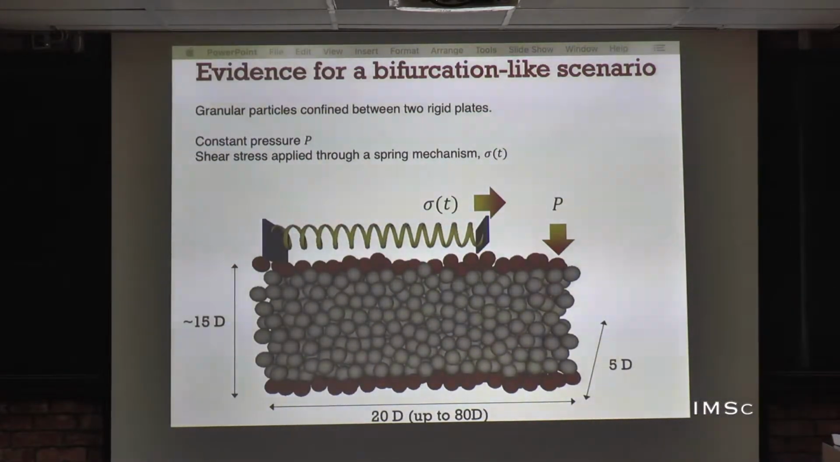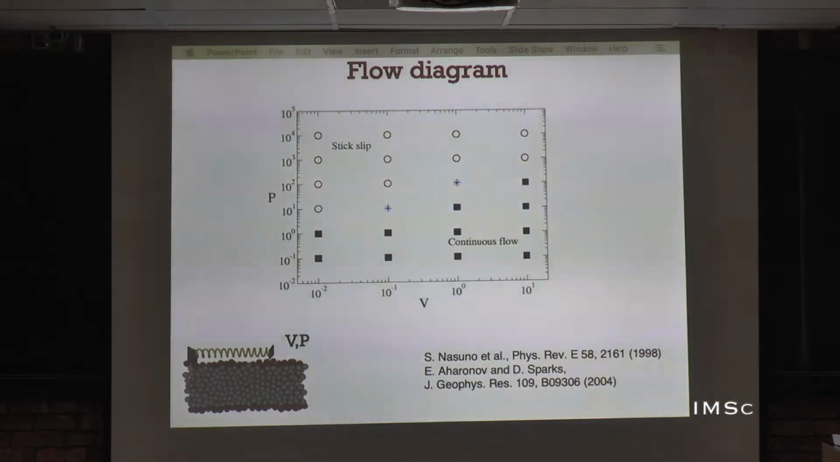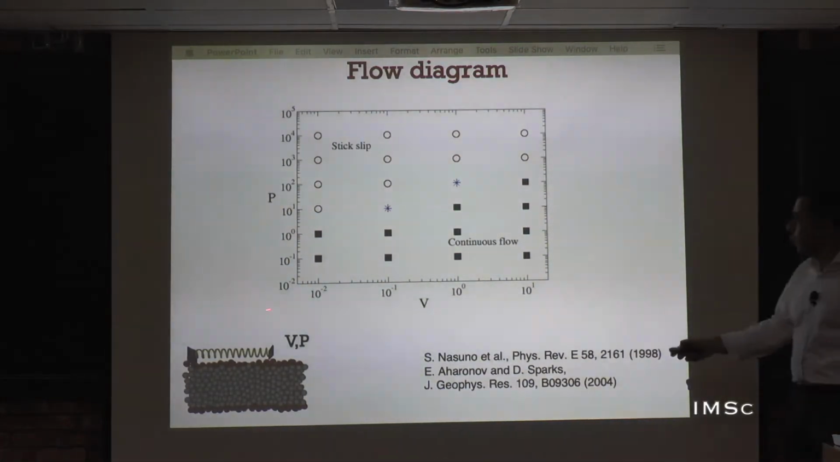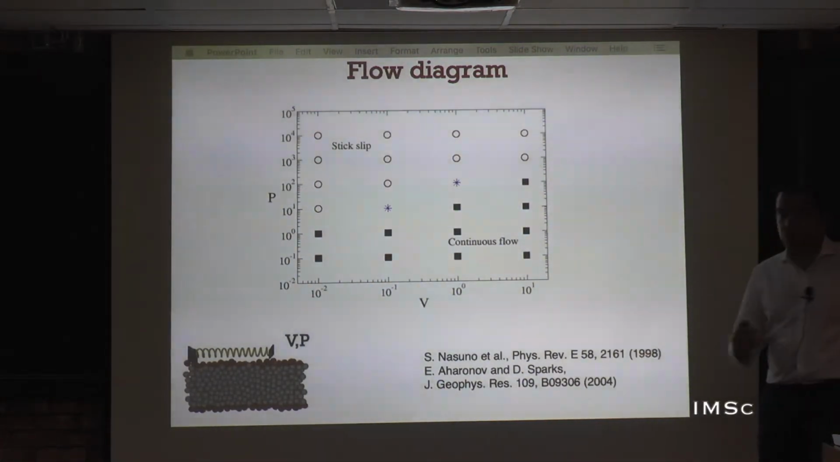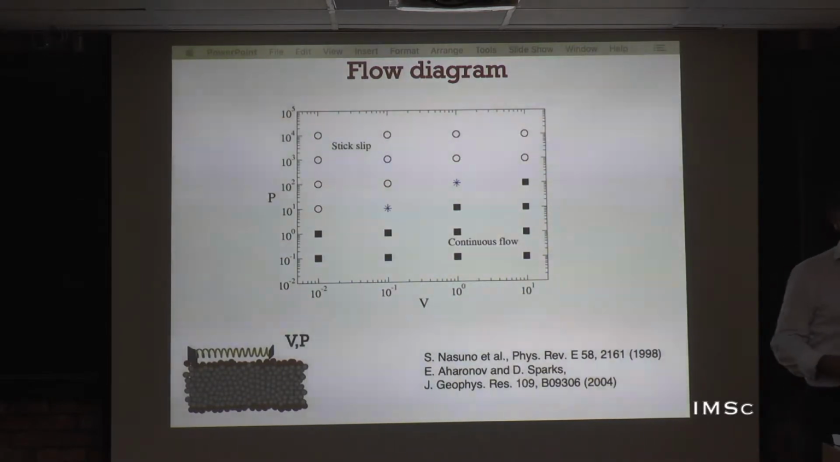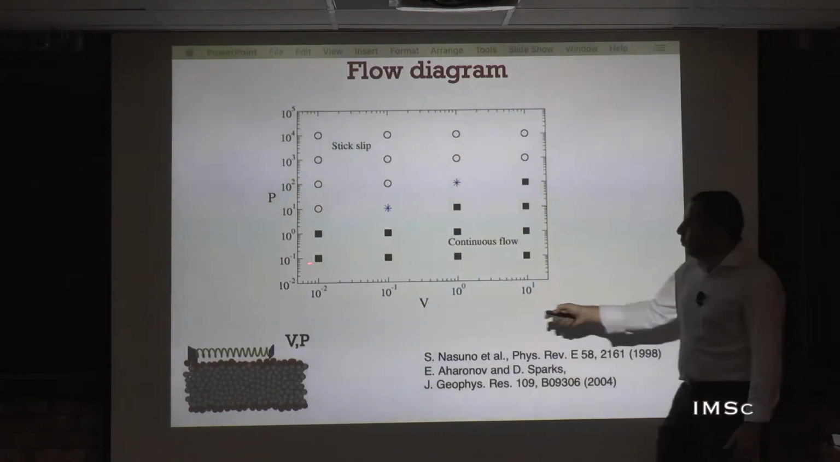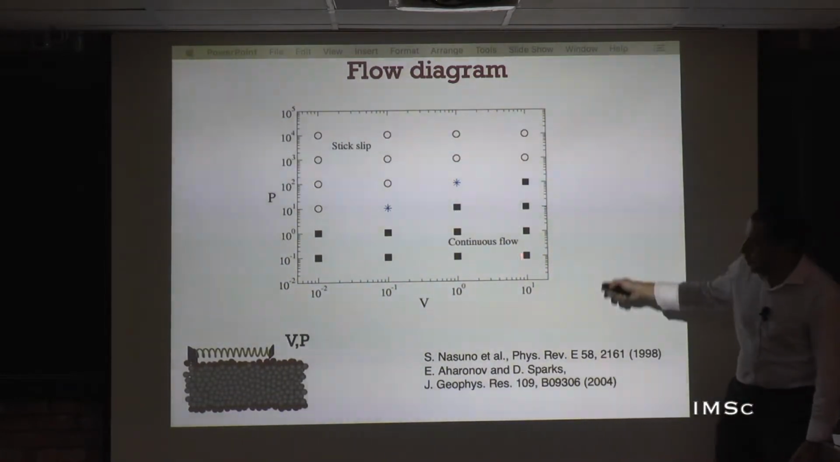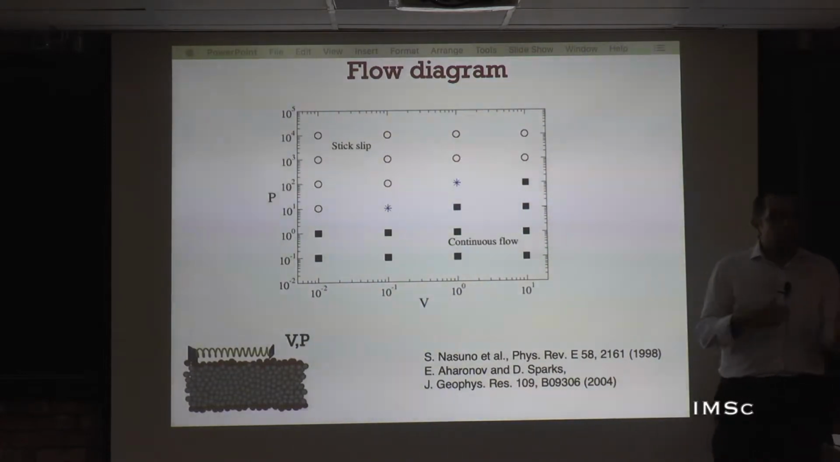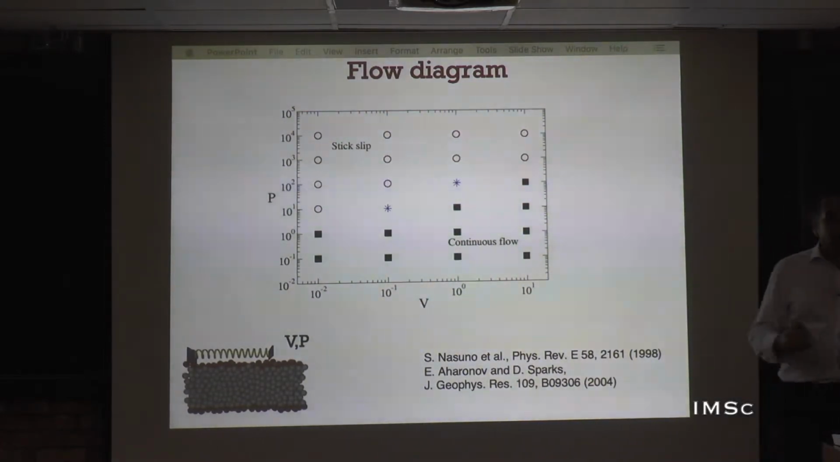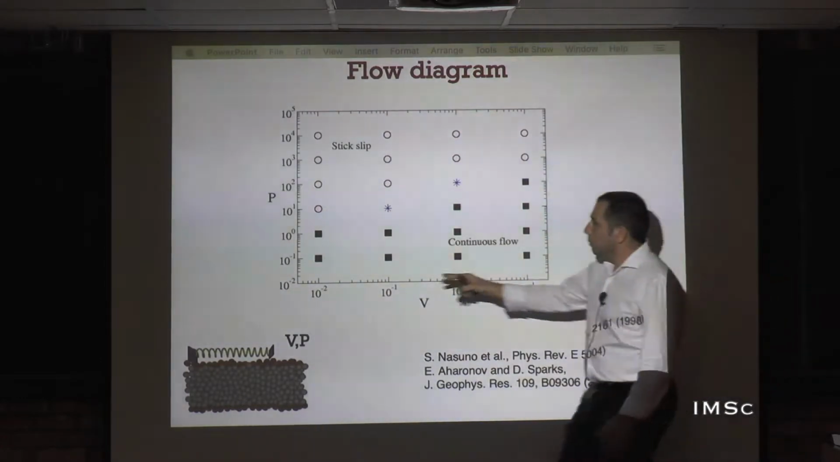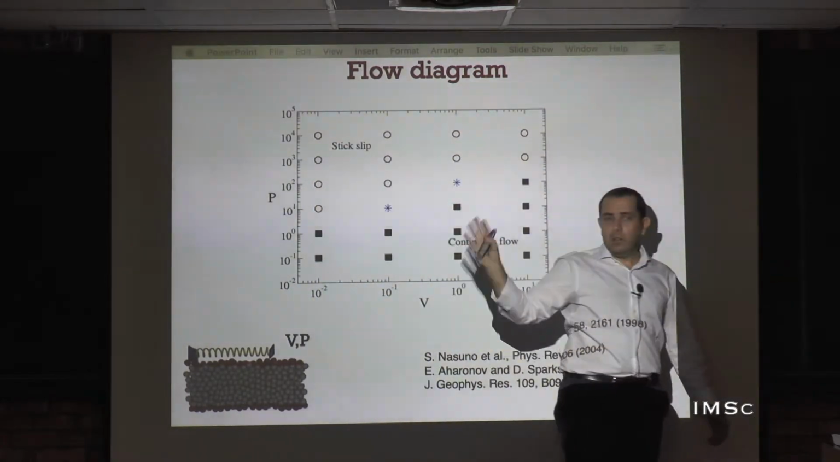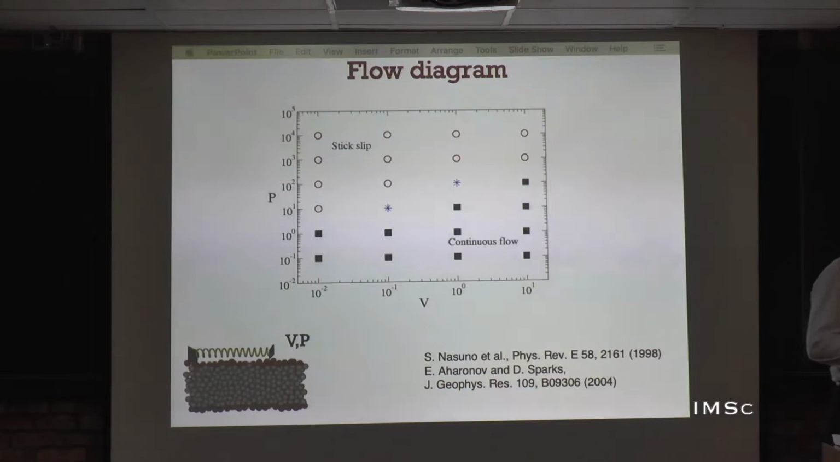Of course, what you get depends on the control parameters, the main ones here being the pressure and the velocity, which controls the rate at which you give energy to the system, the stress rate. And you find what you expect. If the velocity is very high and the pressure is very small, then the system is in a state in which it flows continuously. Vice versa, if the velocity is small and the pressure is very high, you end up in this stick-slip dynamics. And this is what we are going to focus on.